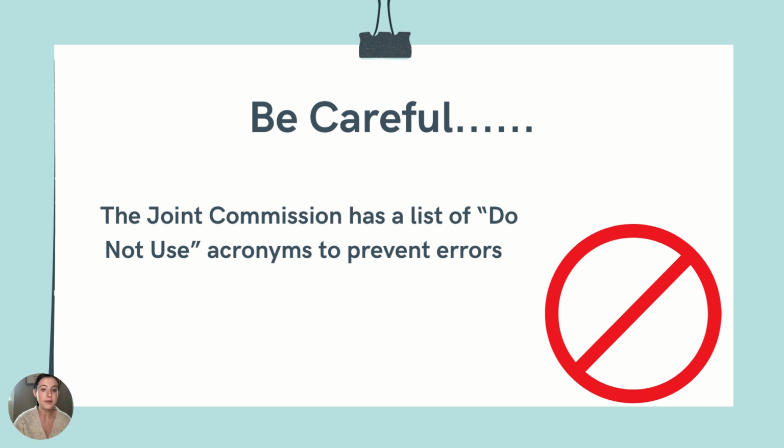A few things to keep in mind with acronyms. Errors can occur when using acronyms inappropriately. The Joint Commission has a list of do not use acronyms to prevent these errors from occurring. For example, we used to use IU, which stands for International Unit. However, IU can be mistaken for IV and is now not allowed to be used in practice and now requires International Unit to be written out.